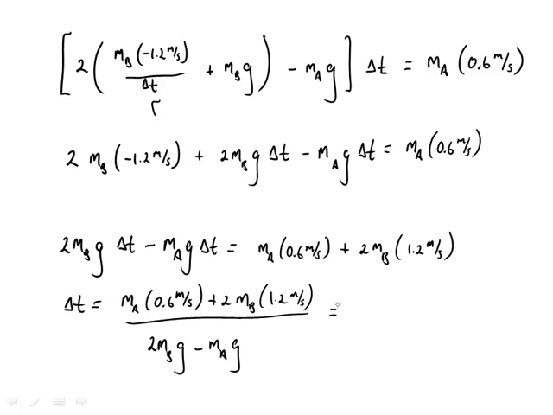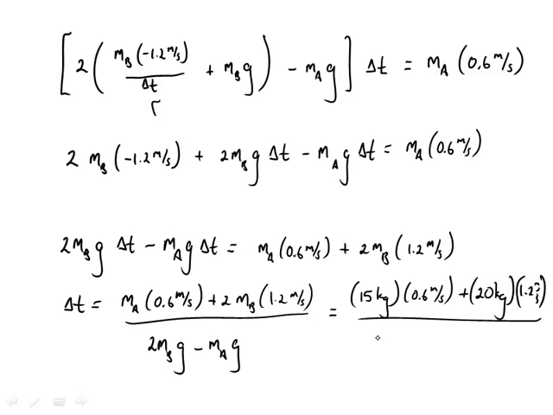And I'll substitute in my values now. m sub A is 15 kilograms times 0.6 meters per second, plus 20 kilograms, that's twice the mass of B, times 1.2 meters per second, all over 20 kilograms minus 15 kilograms times 9.81 meters per second squared.